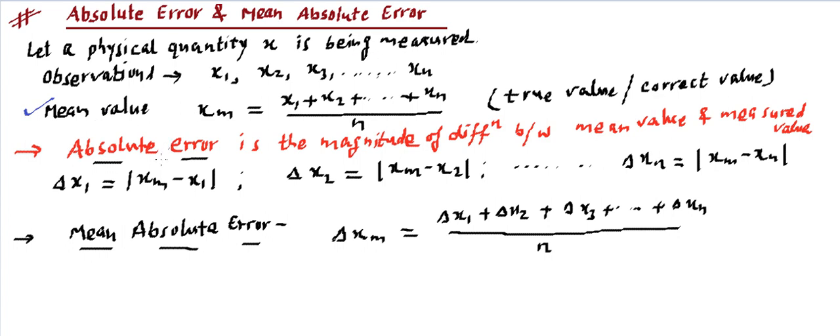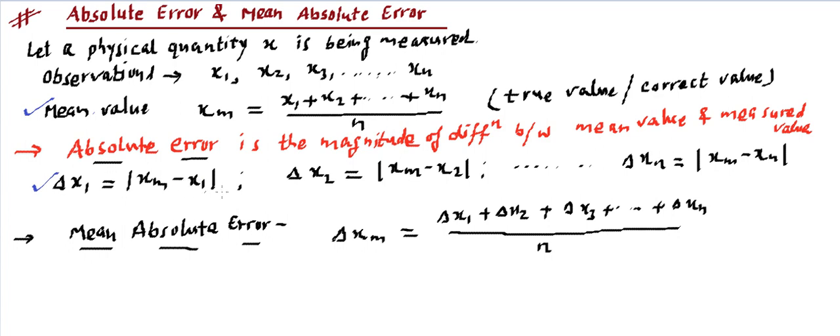So for the x1 observation, this is going to be the absolute error. For the x2 observation, this is going to be the absolute error. What is the absolute error? It's the difference between the mean value and the measured value. This is the mean value and this is the measured or observed value. Just take the difference, and that is the absolute error. Now mind it, these absolute errors are magnitudes, that means they are positive, so we simply write the positive value. That's why we put the modulus.